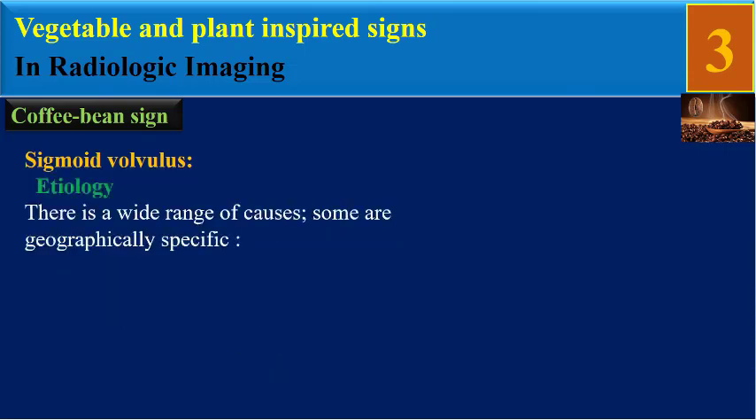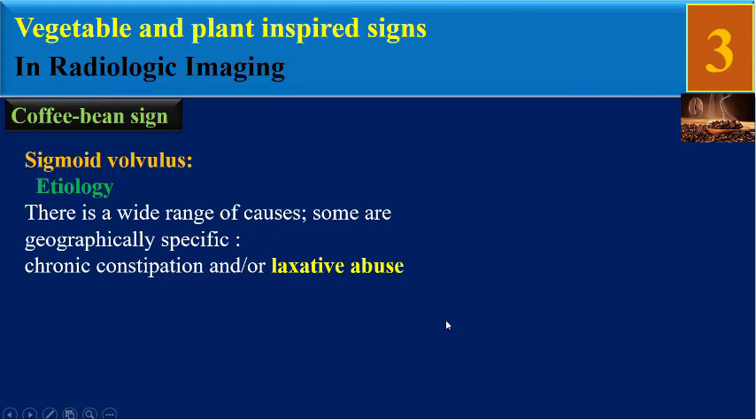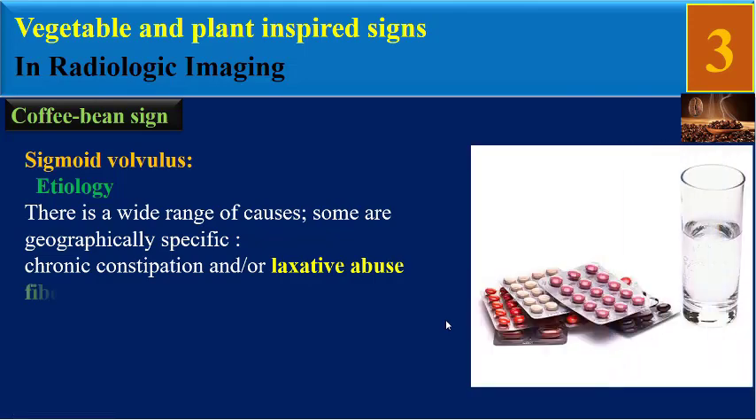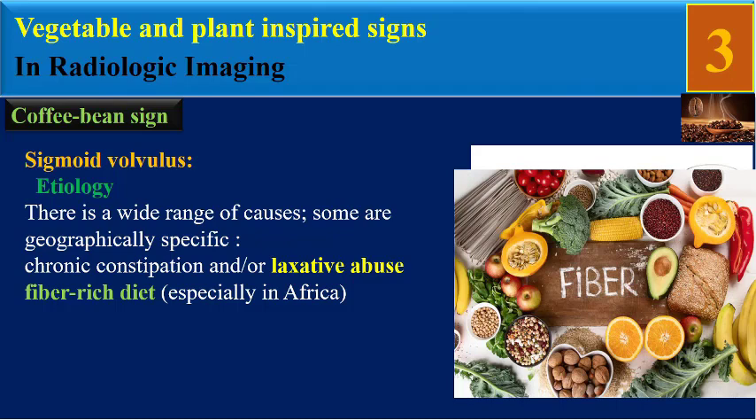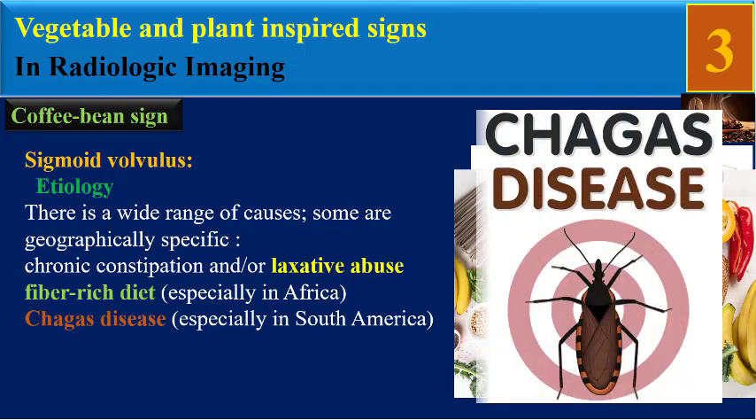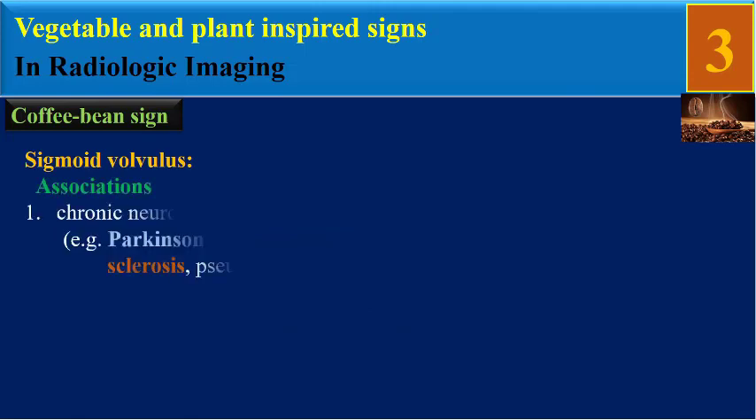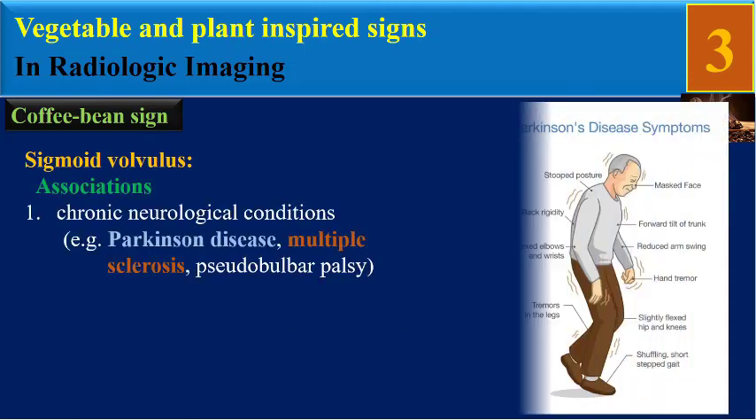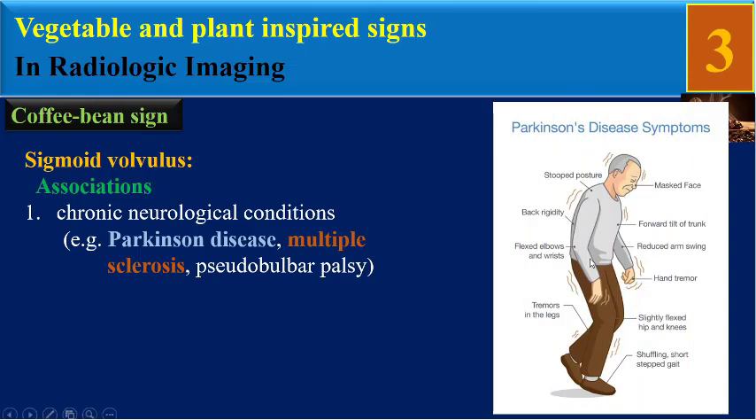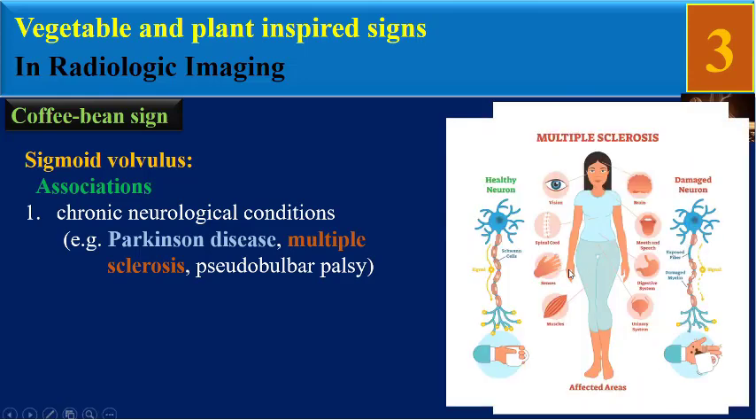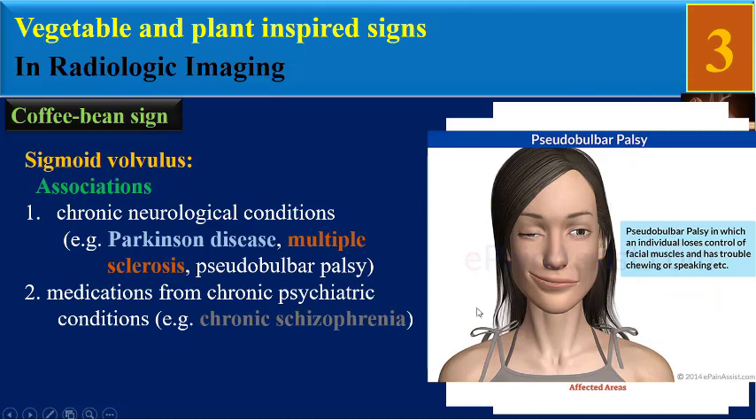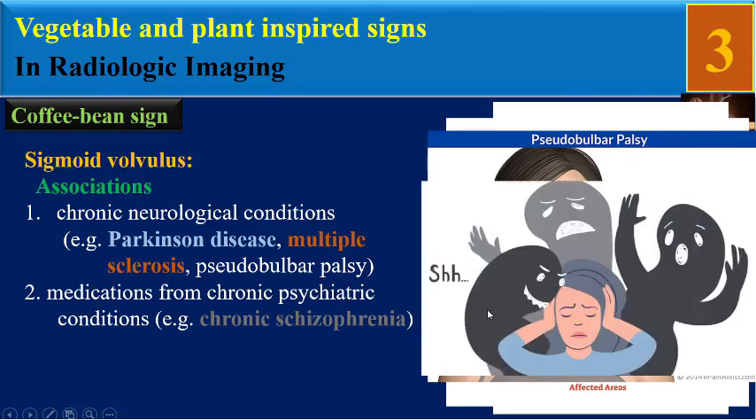There is a wide range of causes, some of which are geographically specific. The first one is chronic constipation and/or laxative abuse, fiber-rich diet, especially in Africa, and Chagas disease, especially in South America. What is the association? Chronic neurological conditions, for example, Parkinson's disease, multiple sclerosis, and pseudobulbar palsy. And the second, medication from chronic psychiatric conditions, for example, chronic schizophrenia.